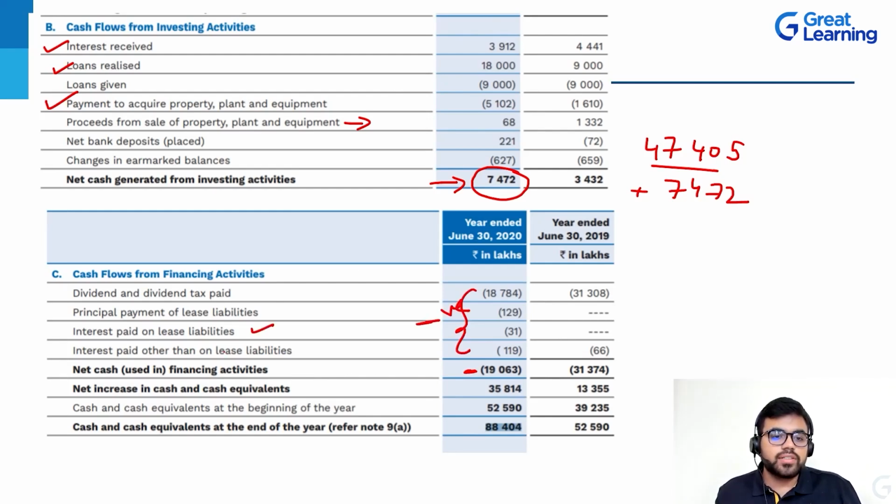Okay, these all would be negative: interest on liabilities, interest paid on lease, principal payment of liability, dividend and dividend tax paid. So all this is negative. So we have a negative figure, in brackets, of 19,063.